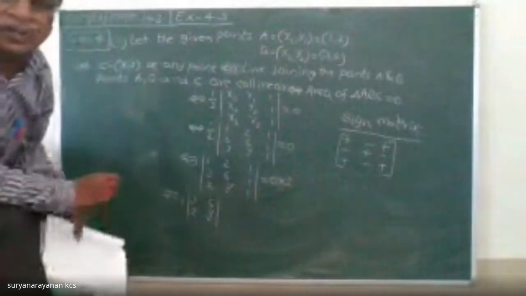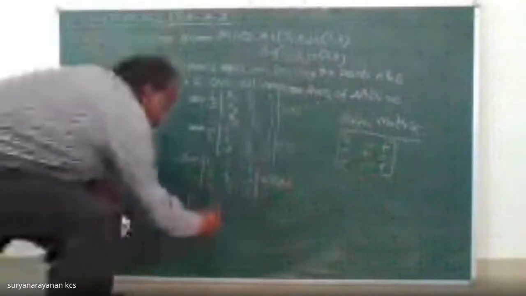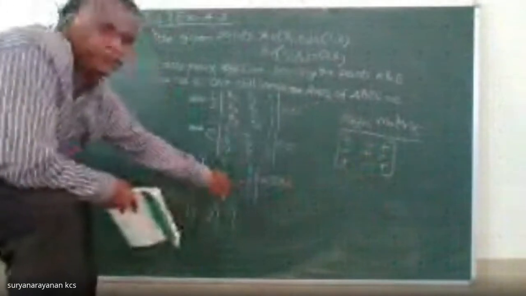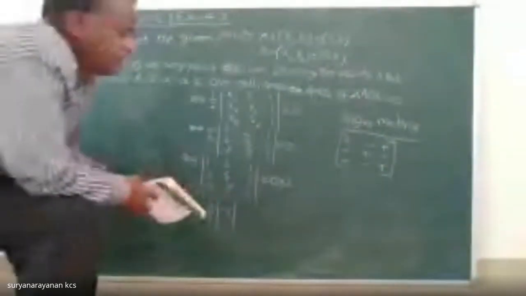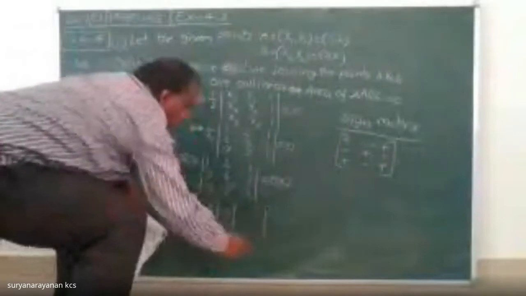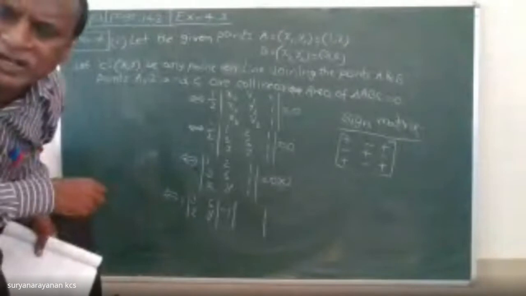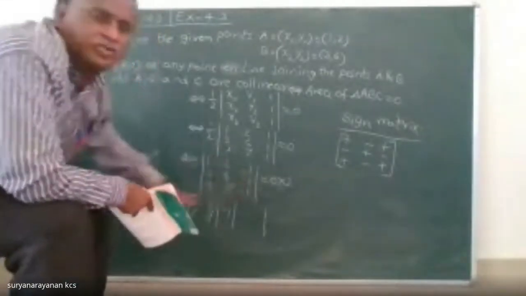3, 6. Okay, x, y. Next, what is the second sign here? Minus. So minus 1 into this number, which lies in the second row and third column. Close the second row and the third column. Tell me what will you get in this determinant after closing the second row and the third column?